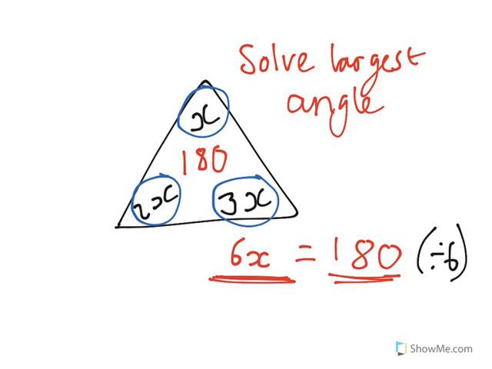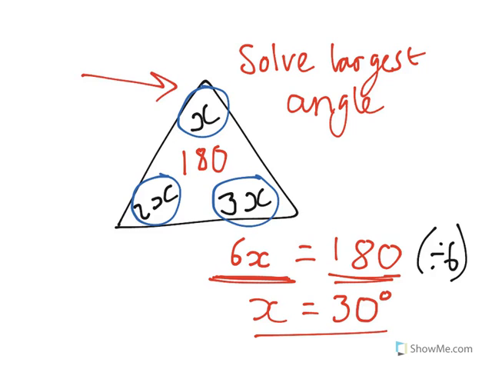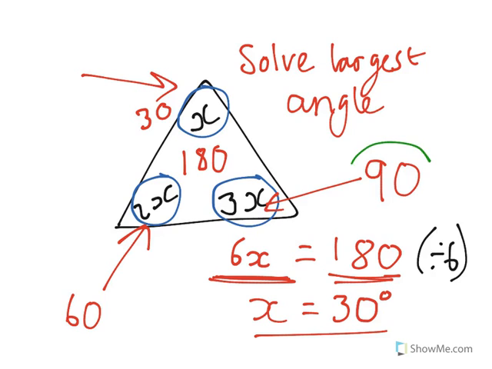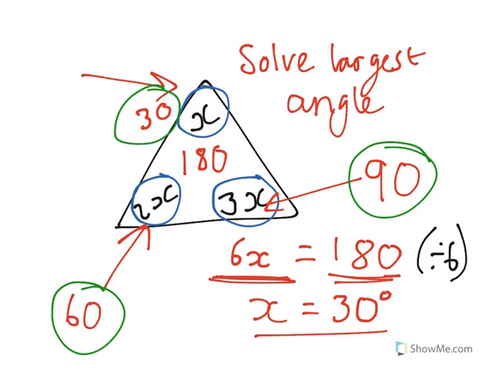Now it's just a simple equation. You divide by 6, and you're left with, 6 into 18 goes 3, so 6 into 180 goes 30 degrees. So we know that this one here, the x by itself, is 30 degrees. So that one's 30. This is 2x, so 2 lots of 30 is 60, and this last one over here is 3 lots of x, which is 90. Now, just to make sure, if we add up 90 plus 30 plus 60, what do we get? We get 180. So it does work.